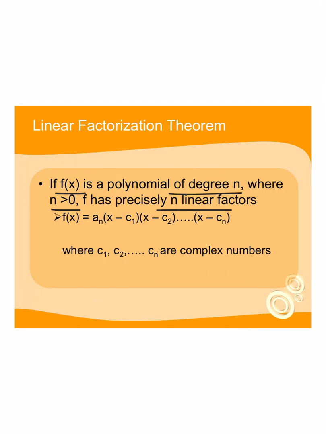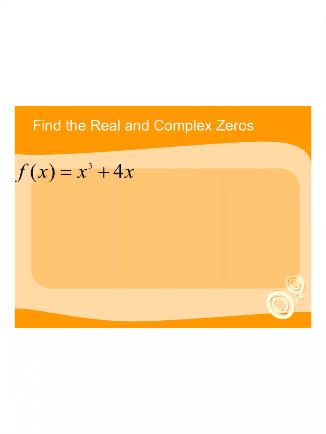And we've also discussed the fact that these could actually be complex values, where C1, C2, and Cn are in fact complex numbers. So as we are working on factoring out our polynomials, we're going to have the real factors, and then we're also going to have the complex factors because we are completely factoring our polynomials based off of this linear factorization theorem.